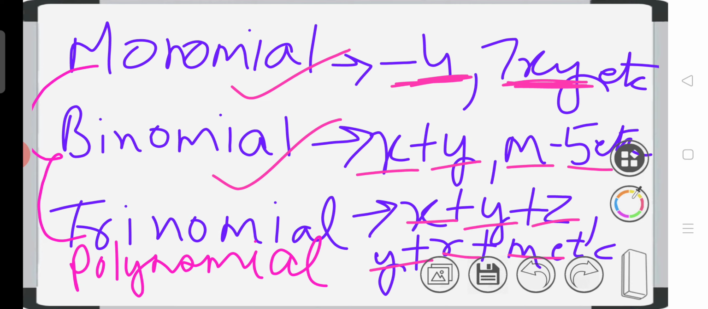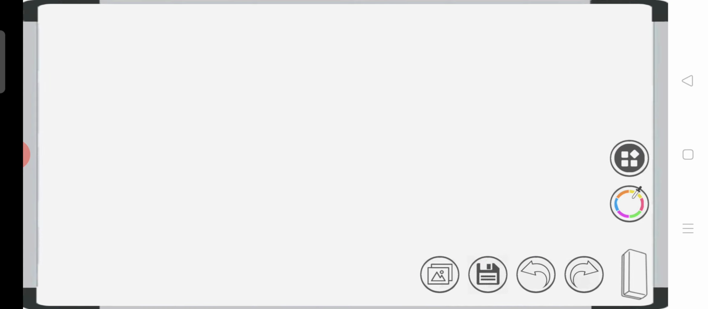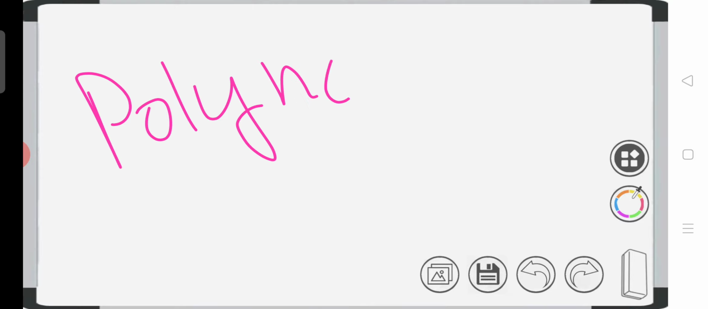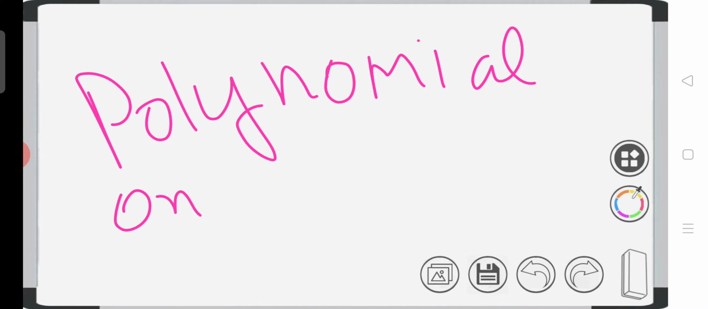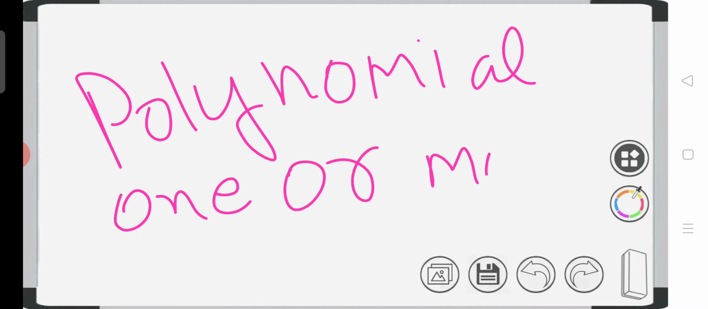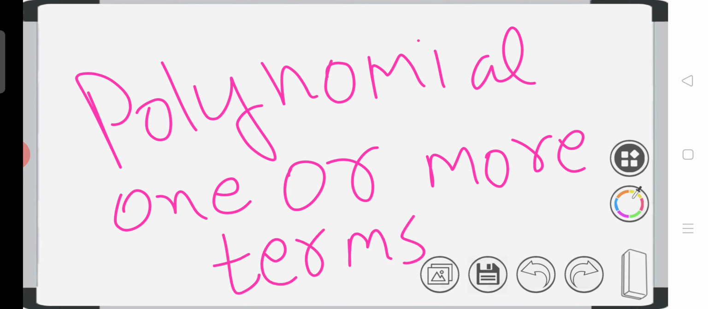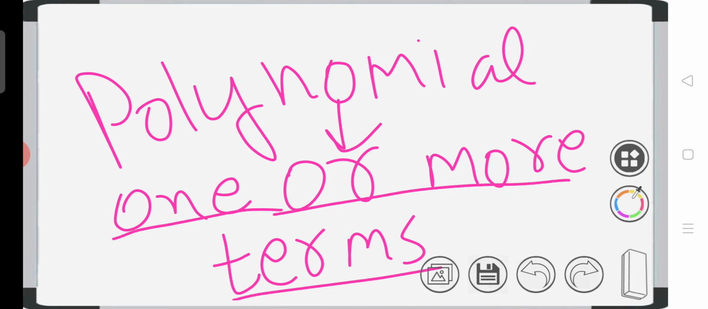And monomial, binomial and trinomial together are said to be polynomial. So we can say that in a polynomial the expression can have one or more terms. So monomial, binomial and trinomial are all said to be polynomial.